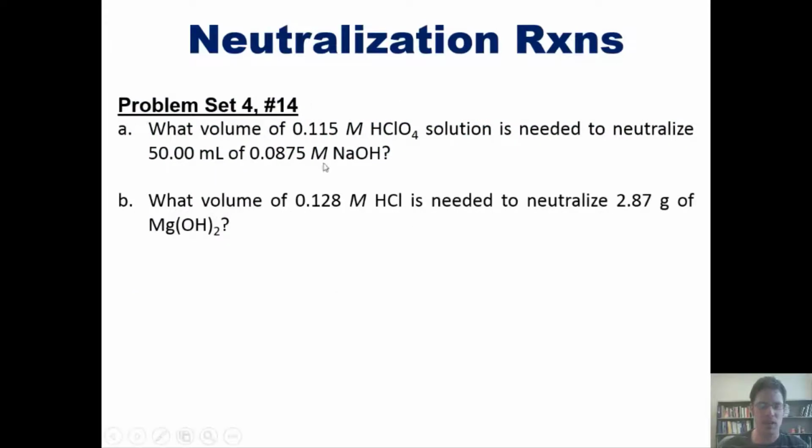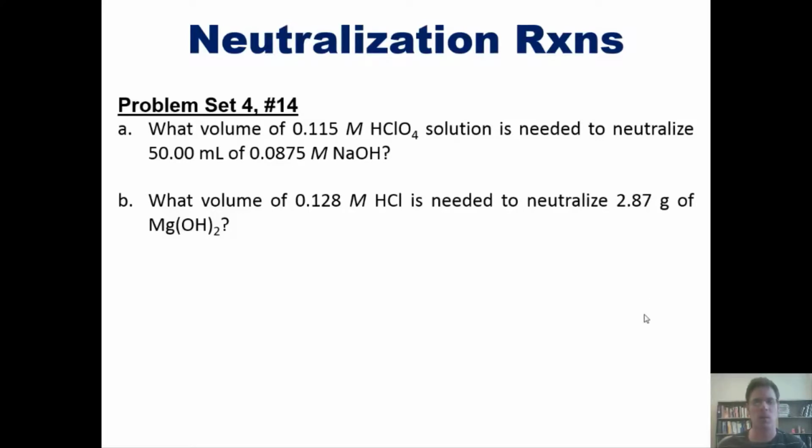What volume of this concentration of perchloric acid solution is needed to neutralize 50 milliliters of this concentration of sodium hydroxide? And separately, what volume of this concentration of HCl is needed to neutralize 2.87 grams of magnesium hydroxide? Now, in typical me fashion, I'm not going to show you how to do this here, but invite you to attempt it on your own. If you like, you can click the link here to a separate video in which I'll show you how to do it on the board.